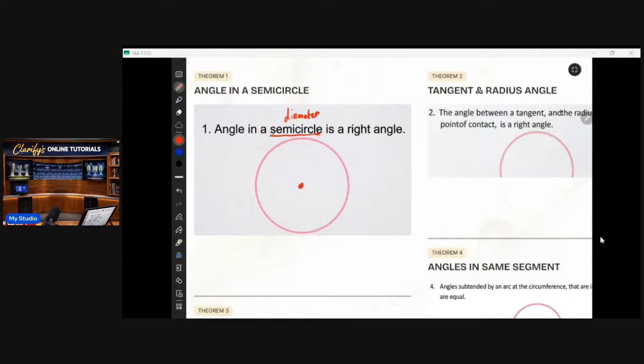We have this as the center of your circle. Then you have your nice diameter like this. Now the diameter is going to be the one that makes an angle. So this angle is being made by the diameter. The rule says that this angle that is made by the diameter is a right angle. So angle in a semicircle is a right angle. Angle made by diameter is a right angle. That's what we are saying.